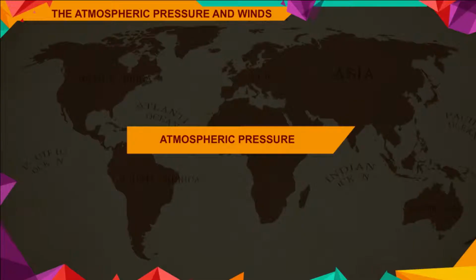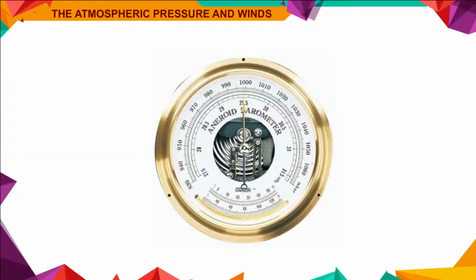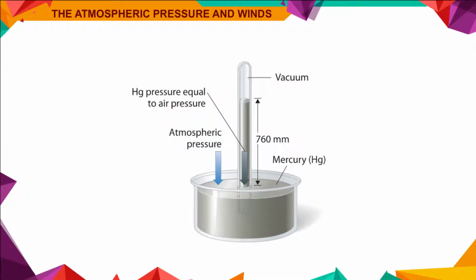The atmospheric pressure and winds. Atmospheric pressure. Air has weight and it exerts its weight as pressure on the surface of the earth. This weight of air is called atmospheric pressure. It is measured with the help of an instrument called barometer. The normal atmospheric pressure at sea level is about 76 centimeter of the mercury column in the barometer.